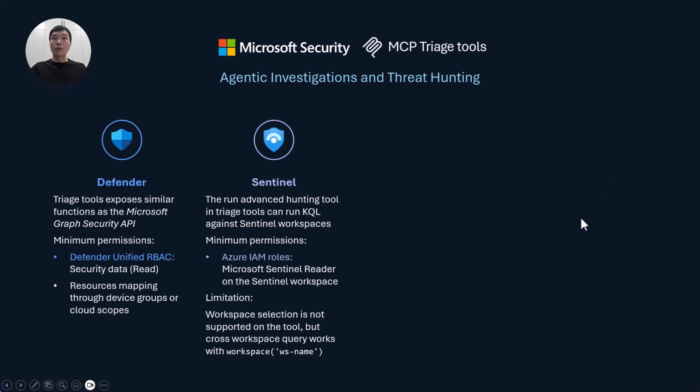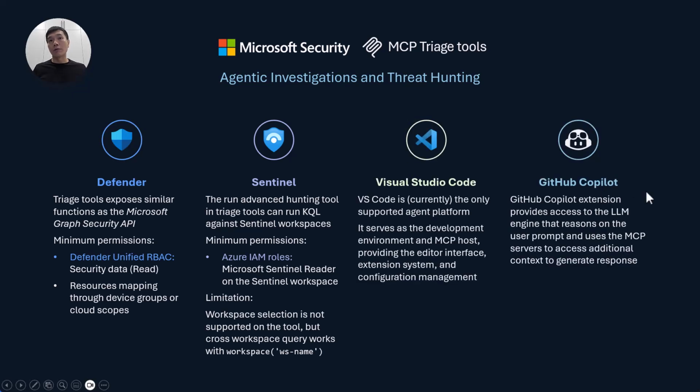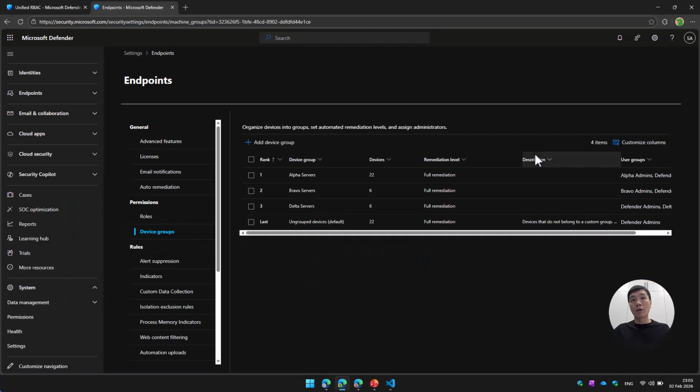And then to make this work, it integrates with Visual Studio Code, which is currently the only supported agent platform. It serves as the IDE and MCP host that is the main interface for the security operator. And of course, GitHub Copilot is the LLM engine that reasons on the prompt and uses the MCP servers to generate a response based on the context. So let's take a look at how it works.